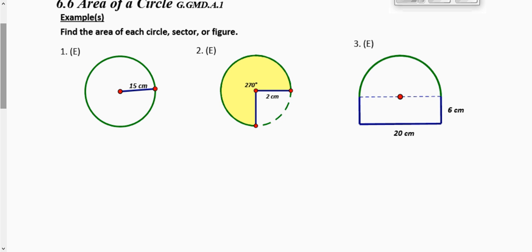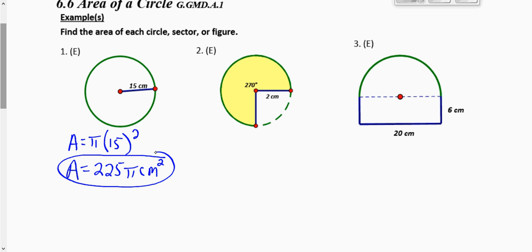Okay, we're back. Hope you've had a chance to work through these, or at least attempt some of them. First one should be pretty straightforward. It's a circle with a radius of 15. So our area equals pi r squared, or 15 squared. 15 squared is 225. So it's 225 pi square centimeters.